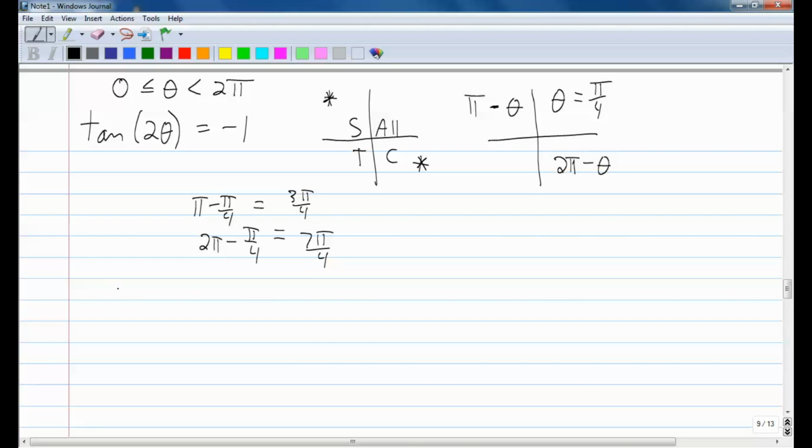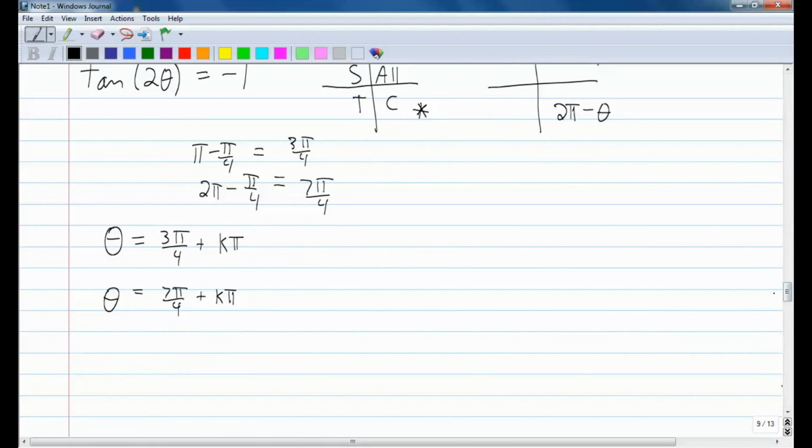When I set up my general formulas, first I just want to say theta equals 3 pi over 4 plus... Now, how often does tangent repeat? Every pi. So put plus k pi. And also I'll put 7 pi over 4 plus k pi. We start the problem off like that, regardless of what's in front of the theta. Well, this was 2 theta. So now we come down to our general formulas and put a 2 in front of each theta, and now solve for theta in each equation.